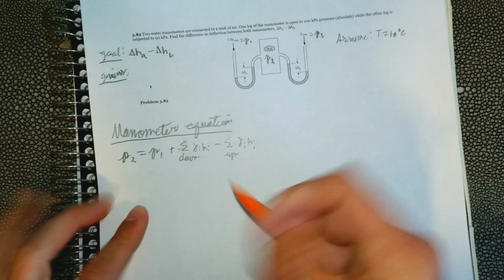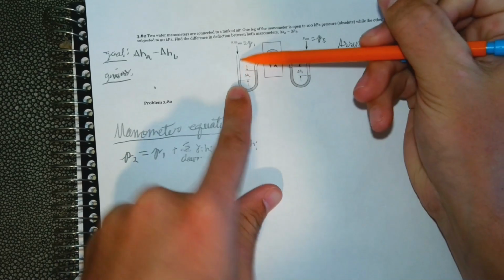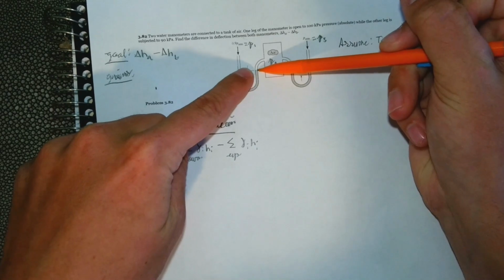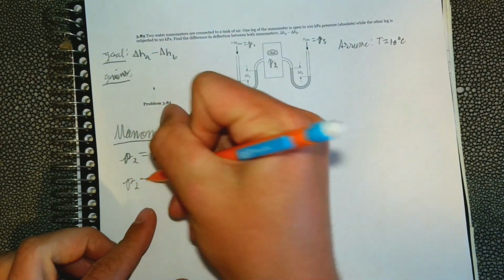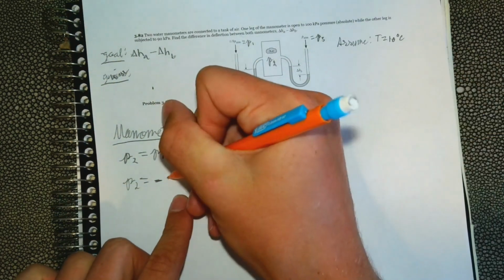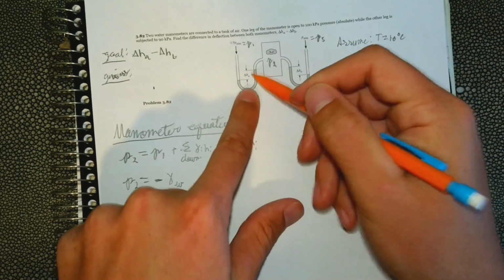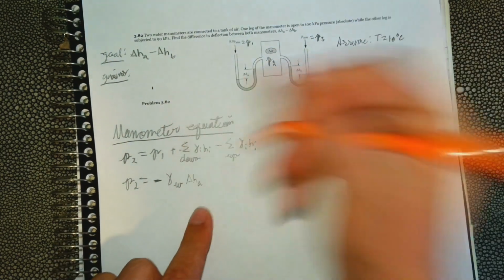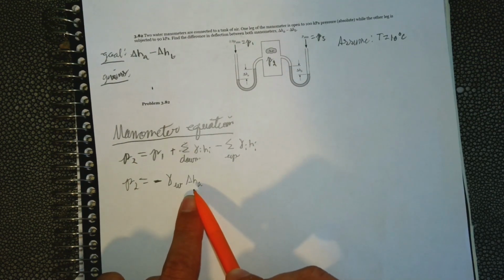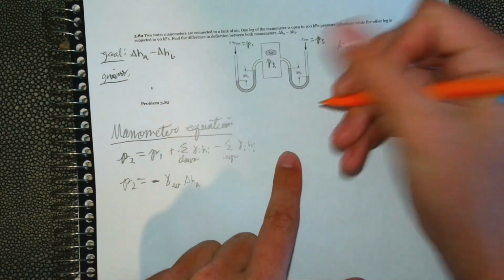Okay, so we're working from pressure 1 to pressure 2. So move down, and then from here we move up, right? So we're going to say pressure 2 equals pressure 1, and up is negative because you lose pressure, minus the specific weight of water times the height, which is this change at point A. So that's our first one. We're going to go to the other leg and derive another equation for pressure 2.